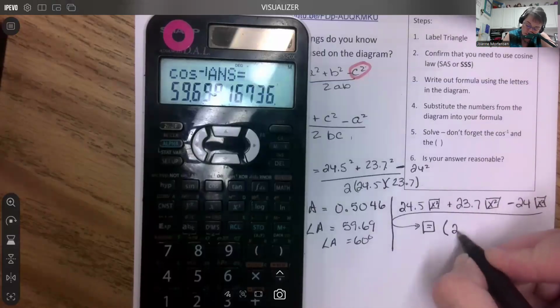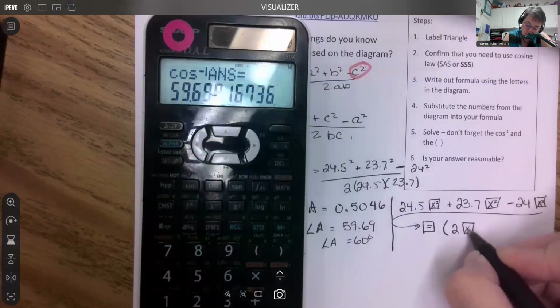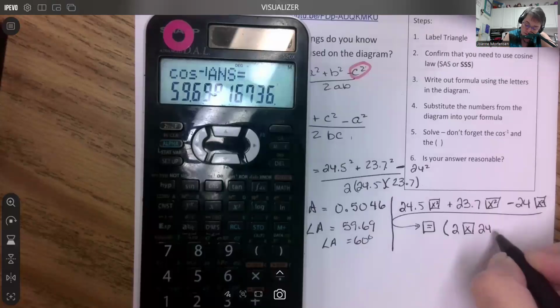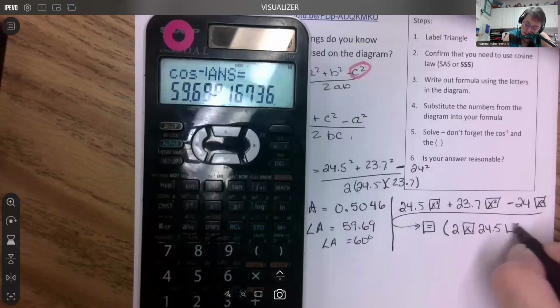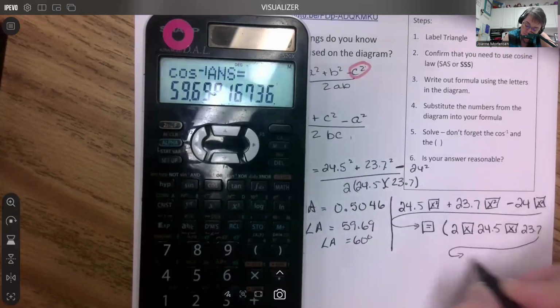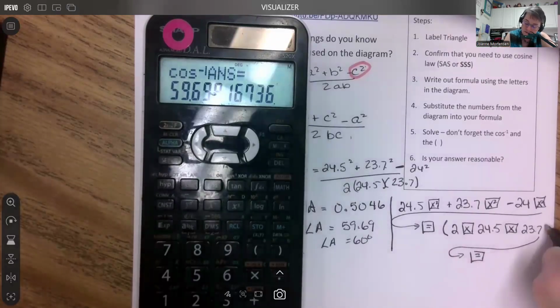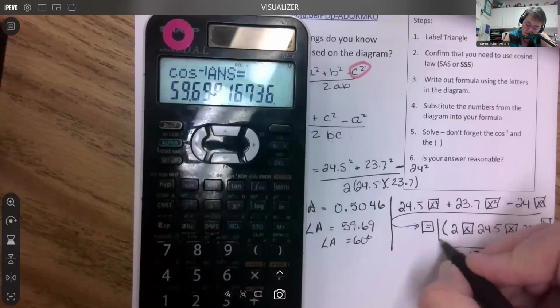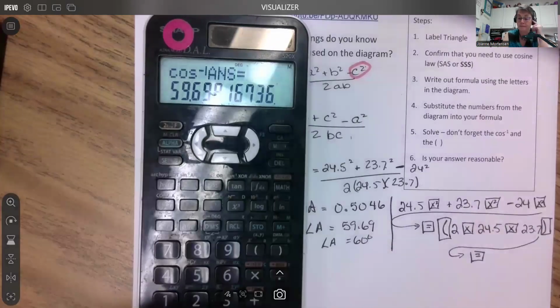And then I go 2 times 24.5 times 23.7. Did I squish it? Nope. Then I hit the equals. Oops. I forgot that bracket. That's a bracket. It's a bracket.